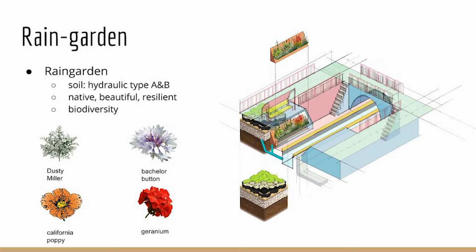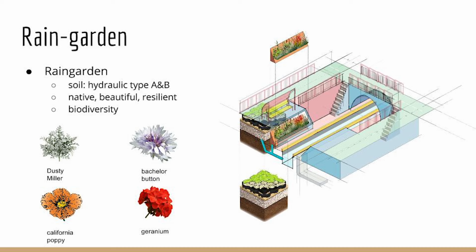So the first component in our bioretention treatment is the use of rain gardens. We propose to use hydraulic soil type A or B for the beds of our plantations simply because of their high filtration rates. As for the plantations themselves, we're looking at native Ontario species that are beautiful to look at, that are resilient, meaning they deal with droughts pretty well, and that also require very little maintenance.